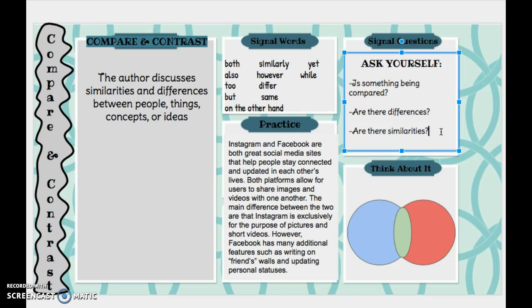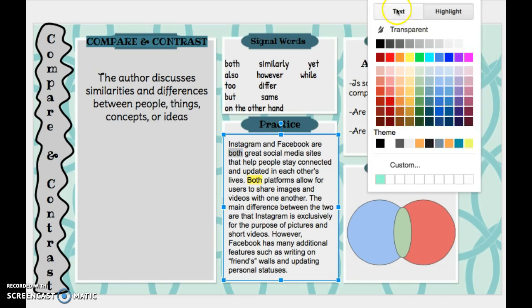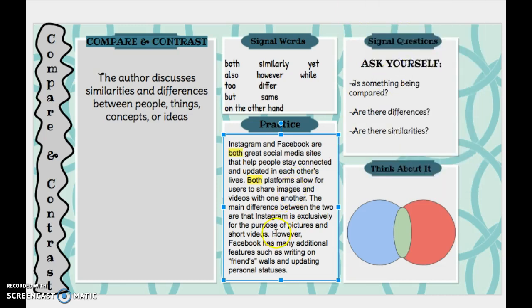So as I'm looking at this, I notice that I have many signal words, and I'm also going to ask myself, is something being compared? Are there differences? Are there similarities? And right off the bat, I automatically know that there are. Looking at this, I can tell that I have 2 things that are being compared and contrasted with each other, one being Instagram and the other being Facebook. So I'm looking for any signal words, and I do notice that here I have the word both. So I'm going to highlight that. And I also have another both right up here. Instagram and Facebook are both, so I'm going to highlight that. As I'm kind of scanning through, I'm going to look for any others.